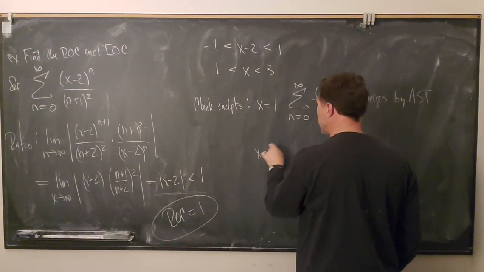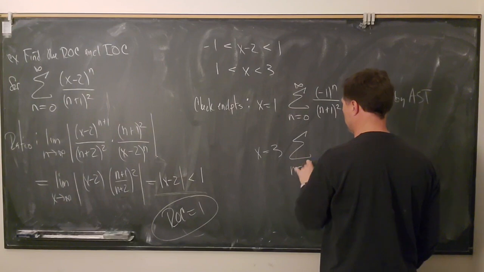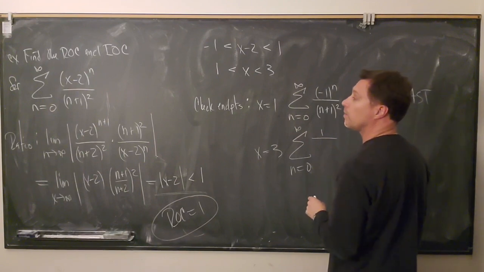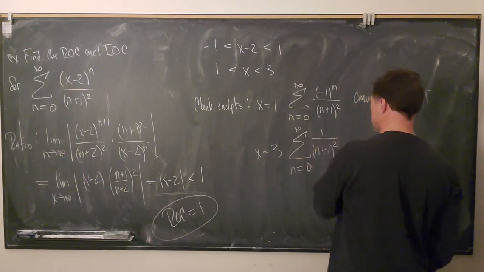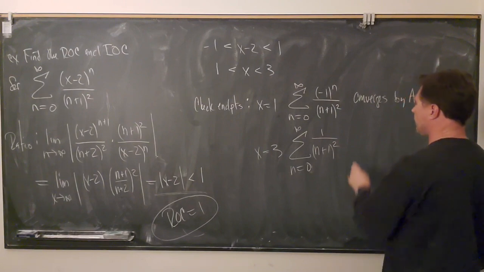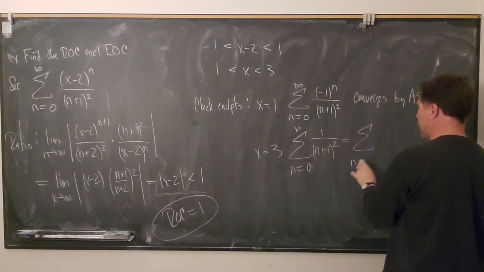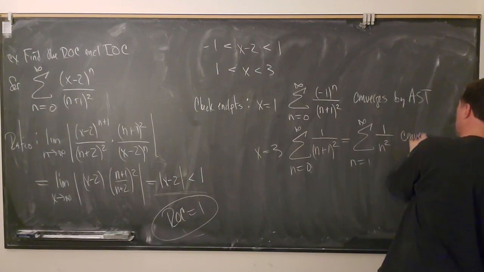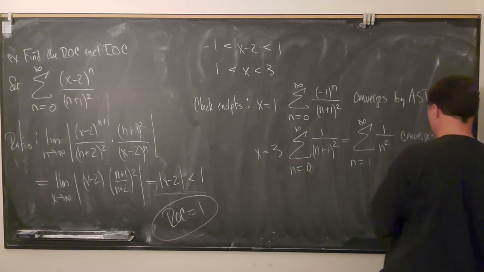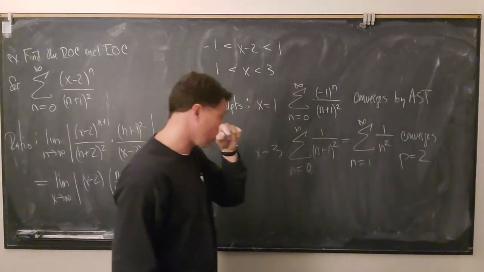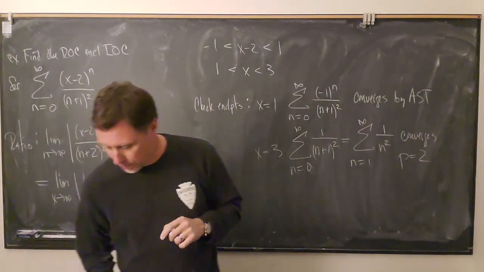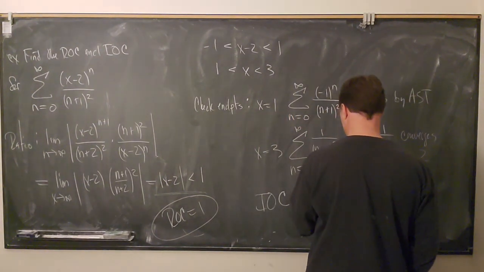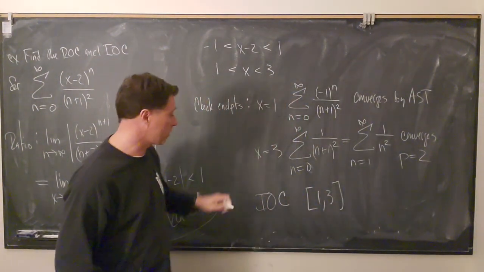When x equals 3, we get the sum n equals 0 to infinity of 1 over (n plus 1) squared. Notice this is the same as the sum n equals 1 to infinity of 1 over n squared. This converges by the p-test where p equals 2. So this series converges at both endpoints, which means that our interval of convergence is the closed interval from 1 to 3.